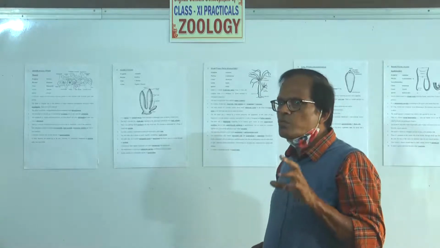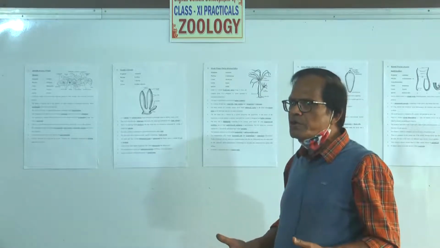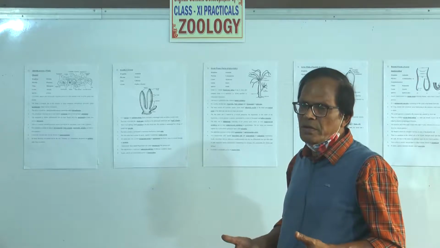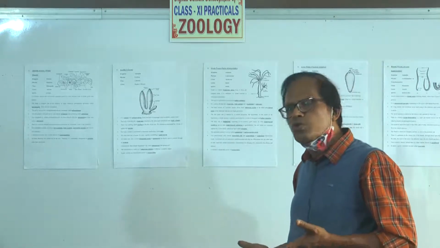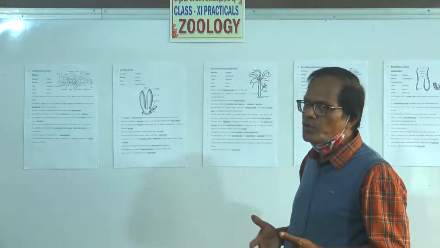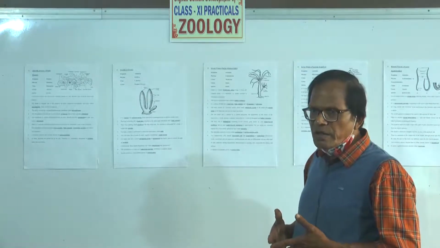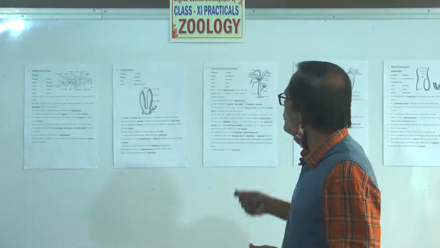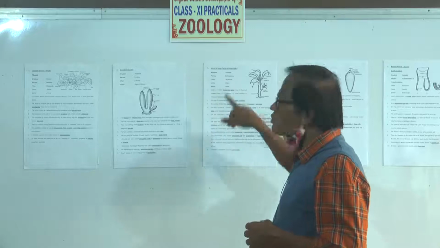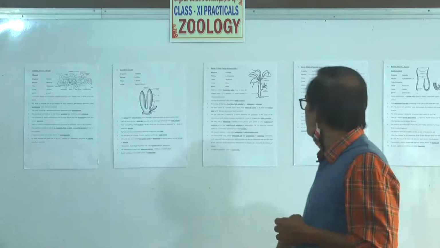Only a few characters a student is supposed to write. How much can a student write within 3 minutes? 5 to 6 characters at maximum. So he or she has to choose which characters to write within this stipulated 3 minutes time. Next we move on to a freshwater polyp, that is hydra.